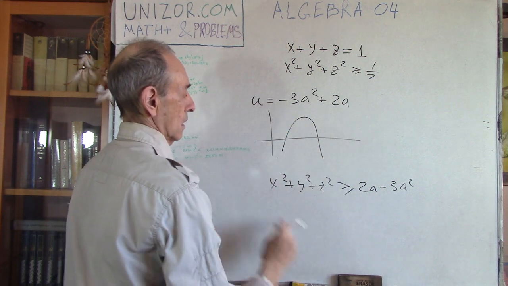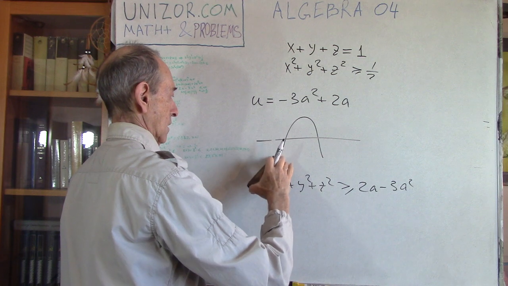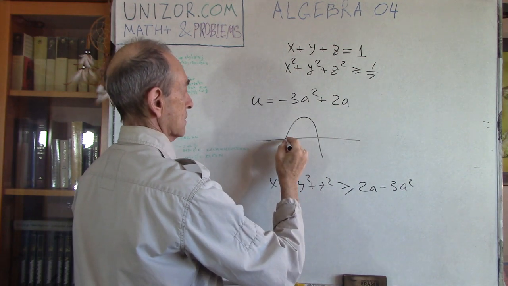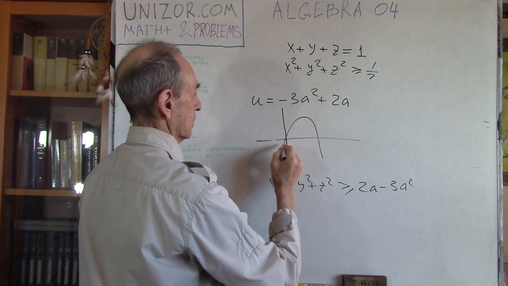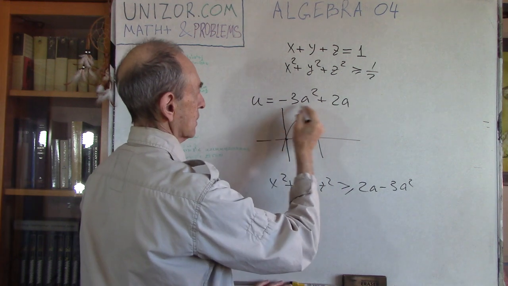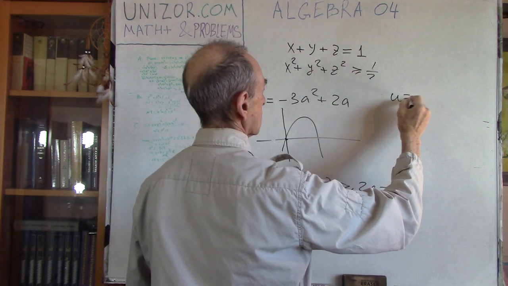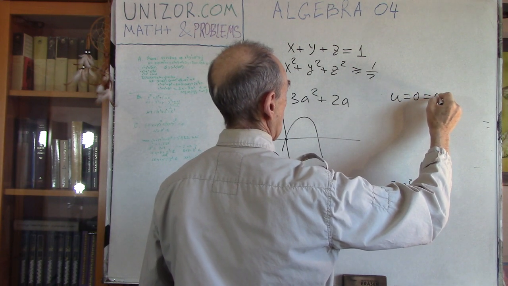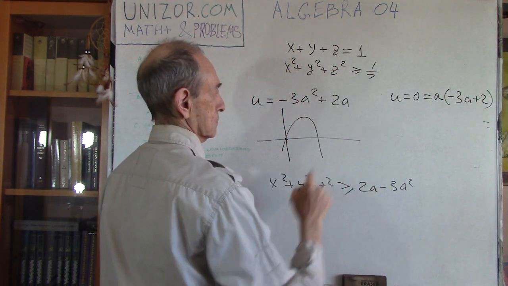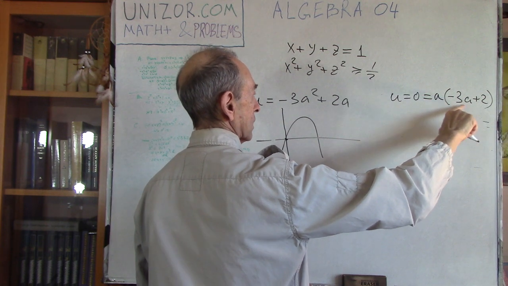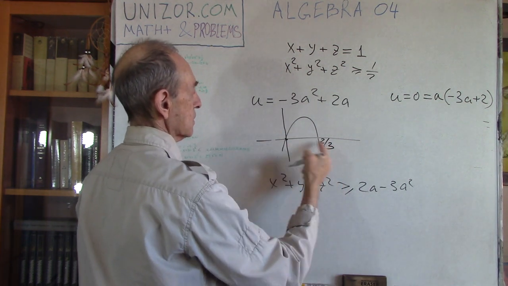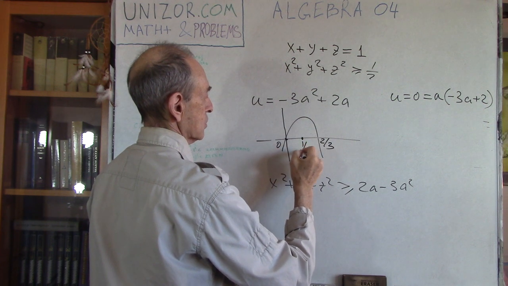Now, obviously, the intersections with the x axis are obvious. If a is equal to 0, then the function u is equal to 0, so that's one particular root. And another, u is equal to 0, that's a times minus 3a plus 2, so another would be 2/3, right? One root is 0 and another root is 2/3. So the maximum is in between 0 and 2/3, which is 1/3.